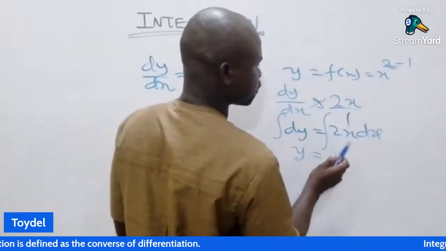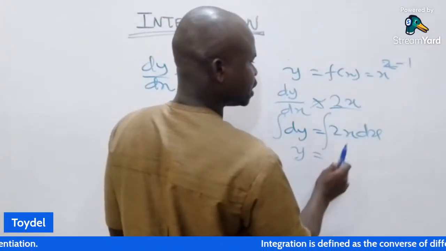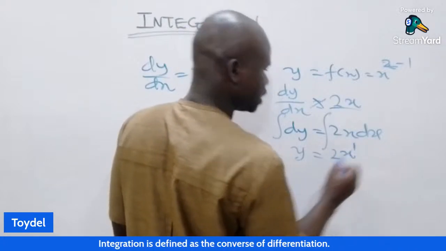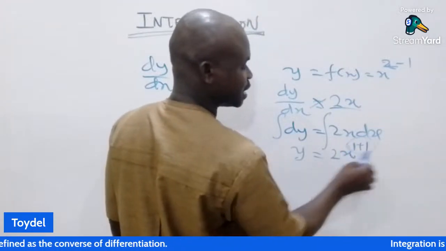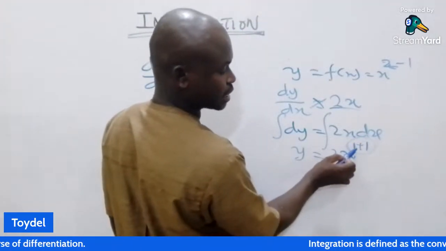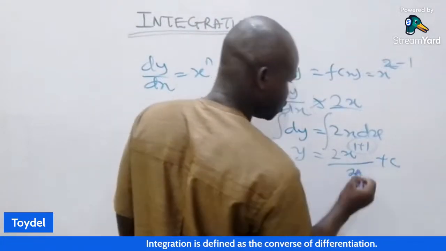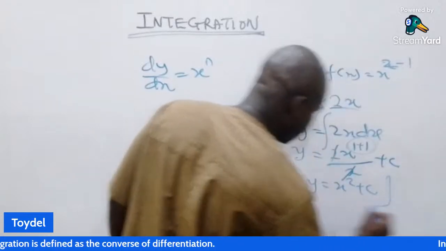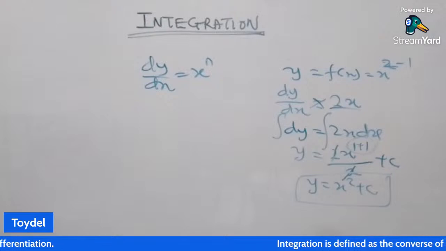If I integrate this 2x, it simply means I will add one to the power. Whatever I have as the new power, I'm going to use it to divide. 1 plus 1 is 2. Then I will add plus c. The 2 will cancel the 2. At the end of the day, I will have y equal to x squared plus c. That will be the integration of this derivative, dy/dx equal to 2x.